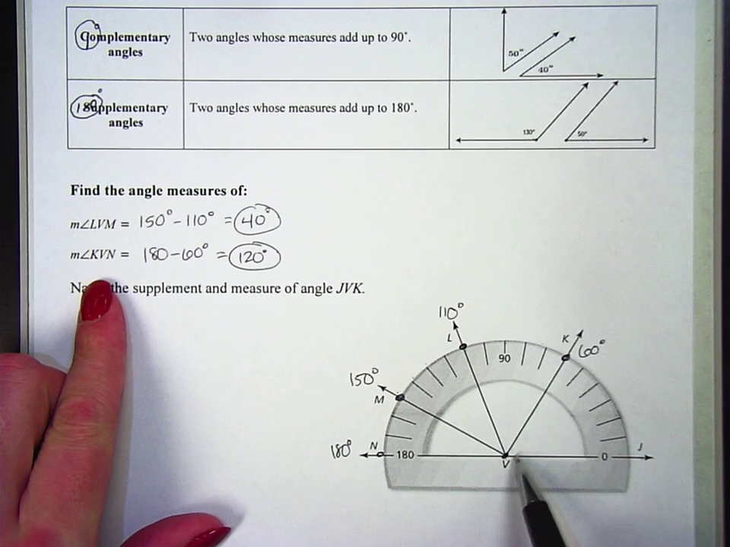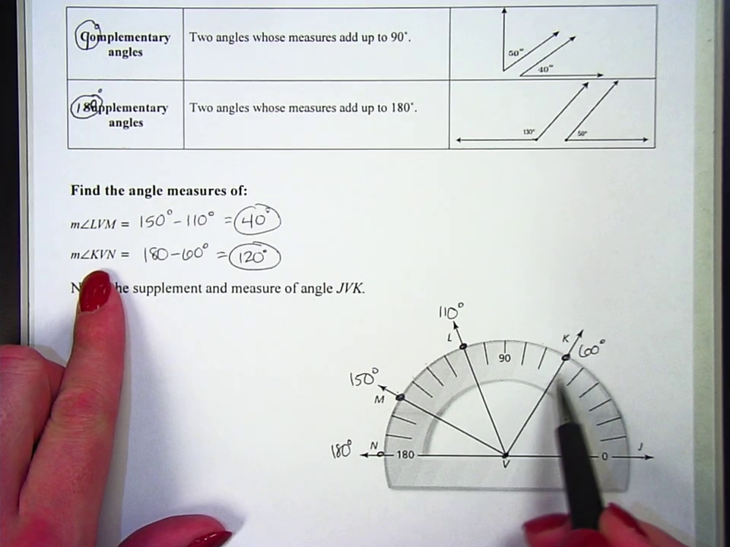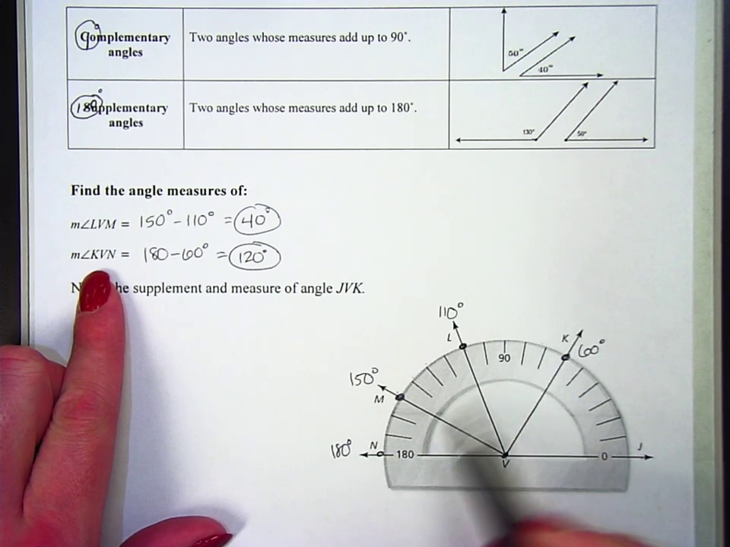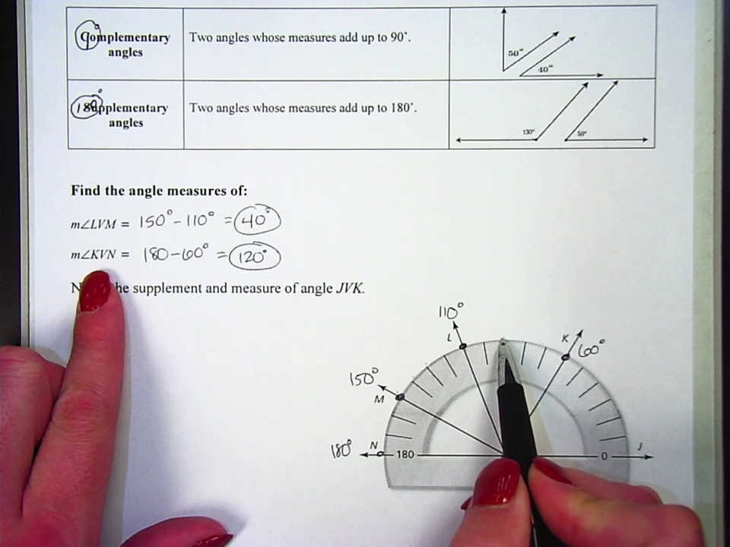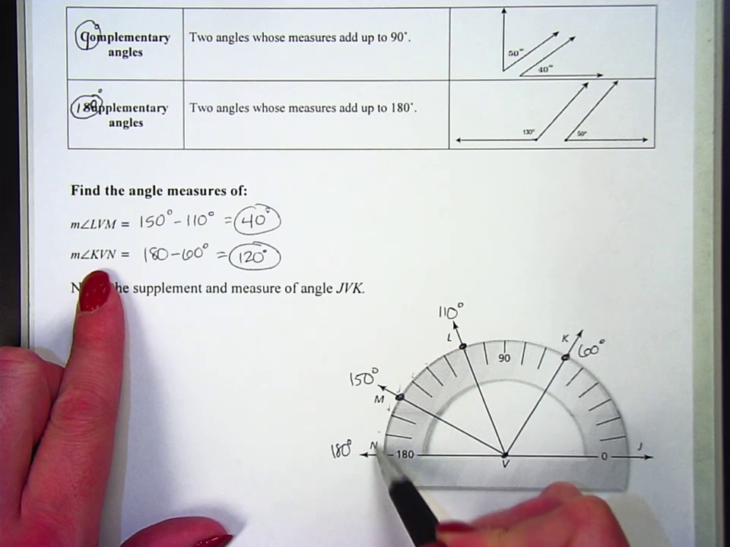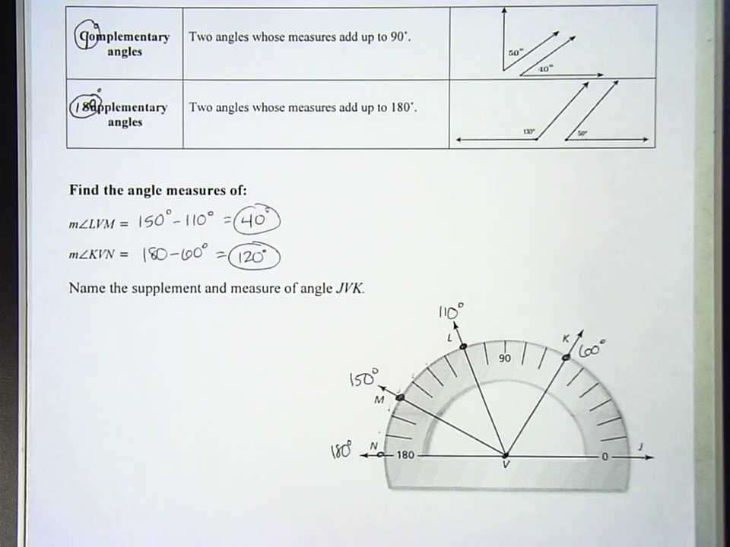My K to V to J right here, that was acute. That was too small. So to get all the way to N, I know I needed something bigger. Instead of subtracting, I can also just count between them as well. So 10, 20, 30, 40, 50, 60, 70, 80, 90, 100, 110, 120. I get the exact same answer.